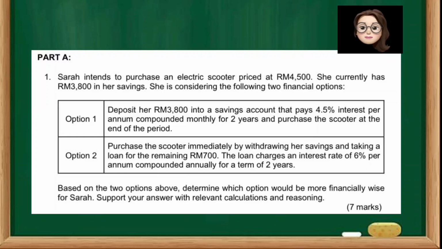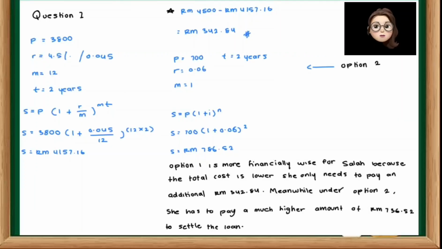Based on the two options above, determine which option will be more financially wise for Sarah. Support your answer with relevant calculation and reasoning. Based on the given data, we have P equals 3,800, R equals 4.5%, M equals 12, and T equals 2 years.